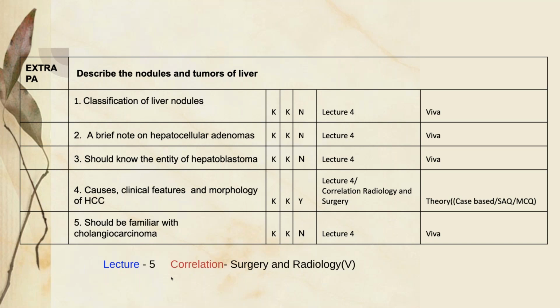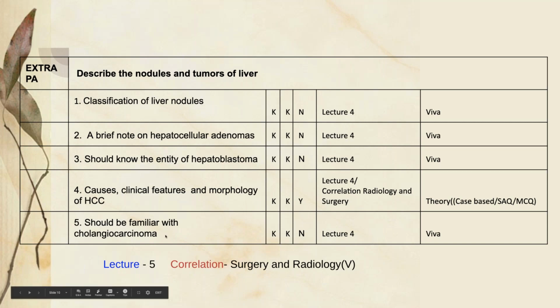Ma'am, instead of cholangiocarcinoma, you can add the secondary tumors of the liver because that's more common. Liver and lung are the most common sites of secondary tumors, and in these two organs, secondaries are more common than primaries. So you have to put one SLO for the metastatic tumors.